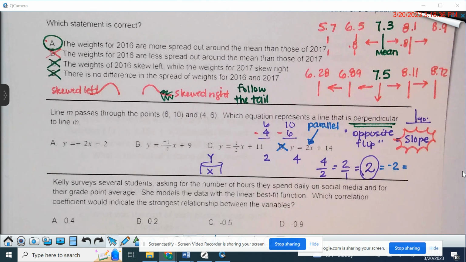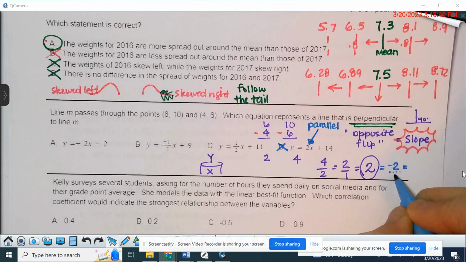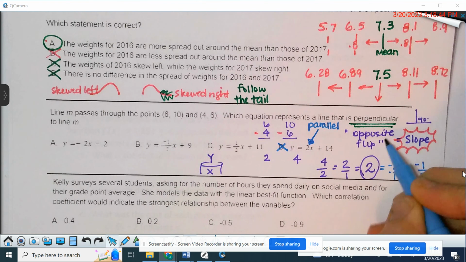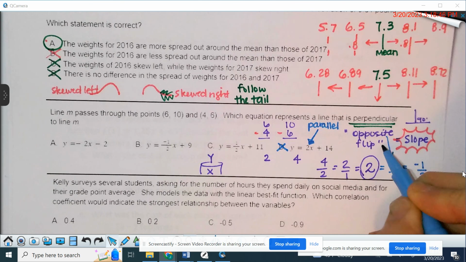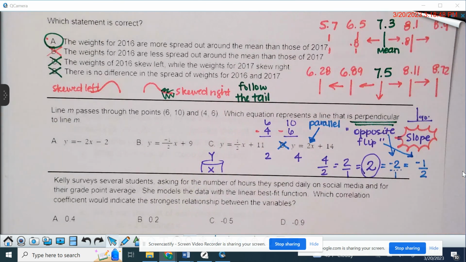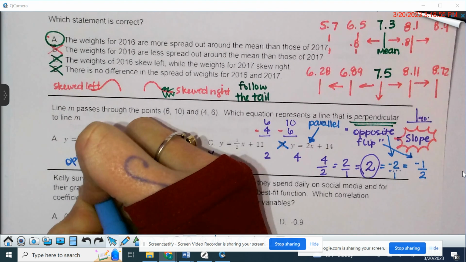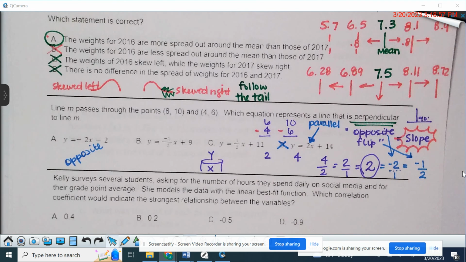Close. Yep, negative 1/2. So remember, it's over positive 1, and then we flip the fraction. So negative 1/2. So this is the opposite part. This is the flip part. So you got an opposite and flip. So the problem with A is this is just opposite. So super close, but we stop too soon.